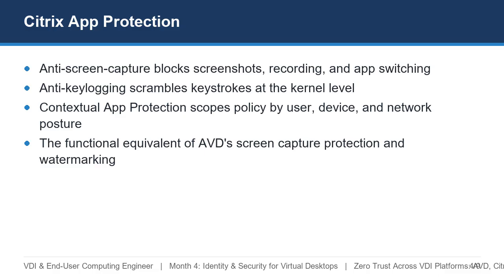Citrix's answer to unauthorized data extraction from an authorized session is app protection in the Citrix Workspace app. Anti-screen capture blocks screenshots, recording, mirroring, and app switching. Anti-keylogging scrambles keystrokes at the kernel level before any logging tool can read them. And contextual app protection lets you scope these policies by user, device, or network posture, the same way you'd scope conditional access policies with groups and device filters on Azure Virtual Desktop.